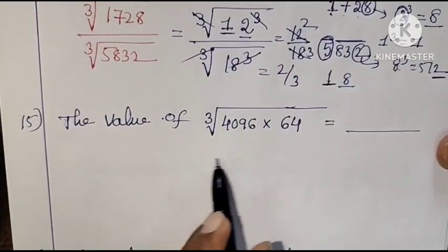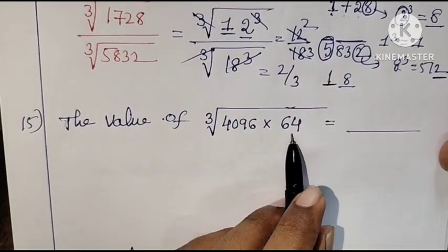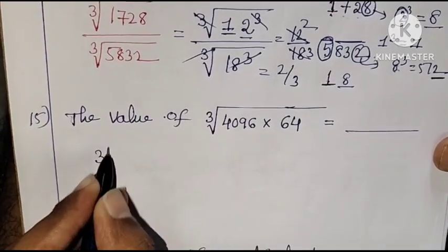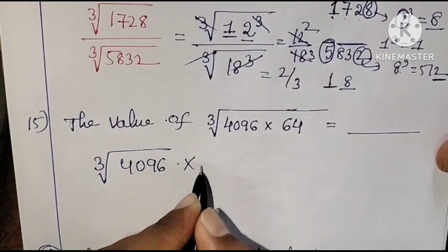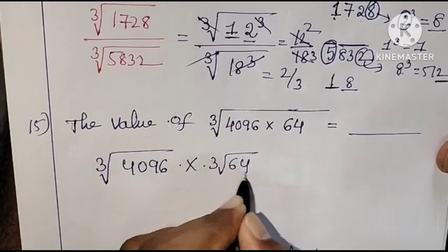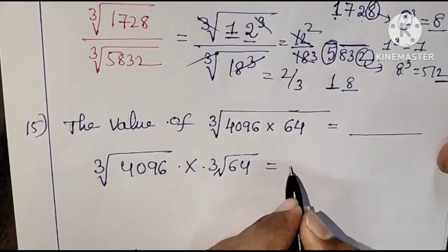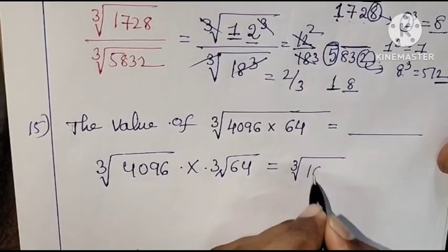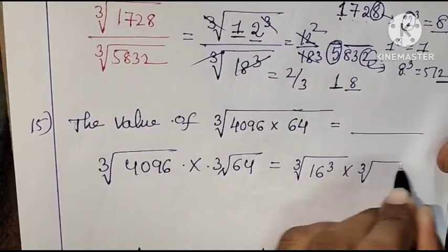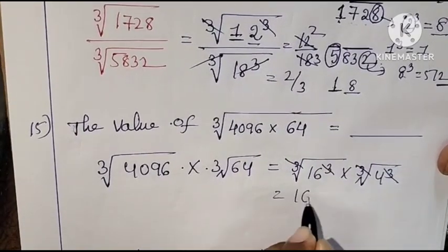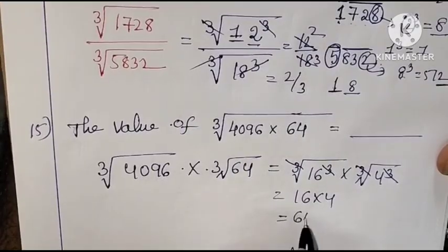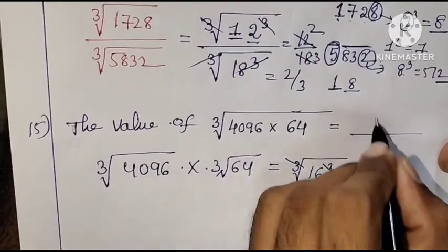The value of cube root of 4096 into 64. It can be written as cube root of 4096 into cube root of 64. Cube root of 4096: 4096 is which cube? 16 cube. Into cube root of 64, which is 4 cube. Cube root cancels cube root. 16 times 4 is 64. So the answer is 64.